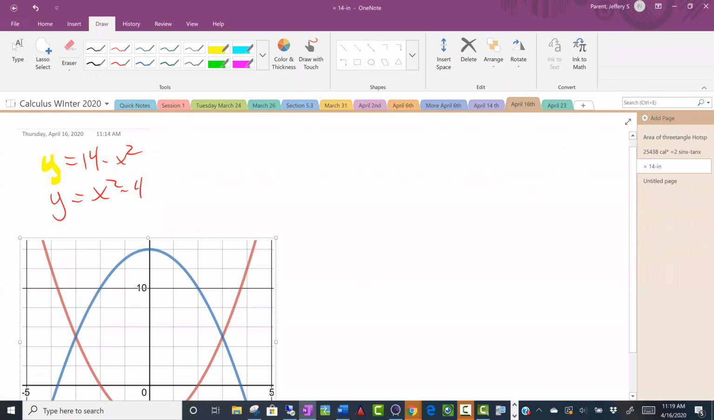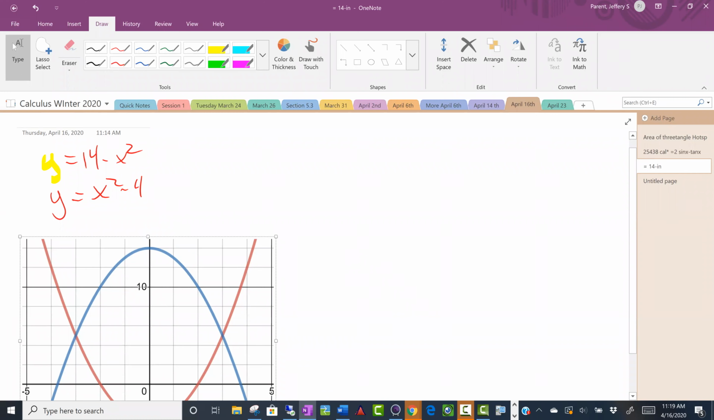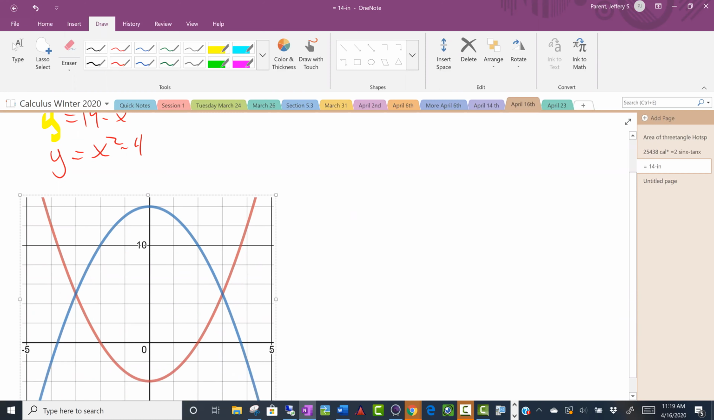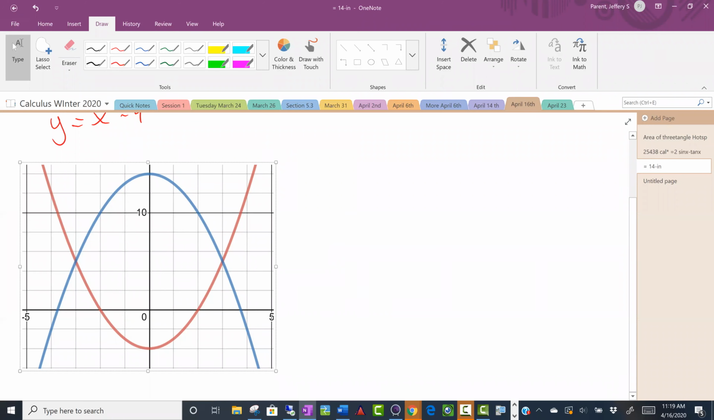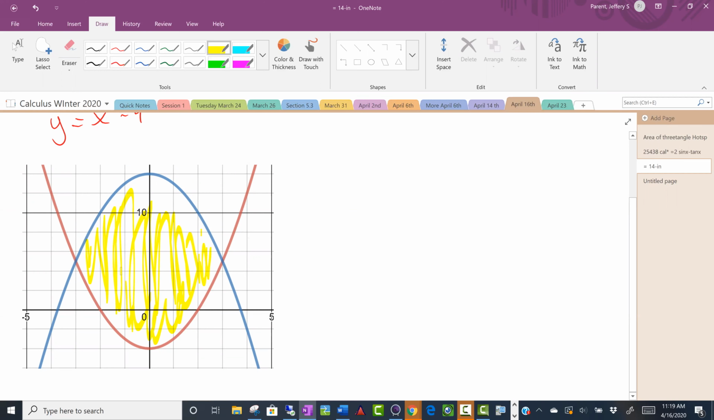So here are our two curves: 14 minus x squared, that's the parabola that faces down, and x squared minus 4, that's the parabola that faces up. We want to find the area between these two curves, so that's this area in here. We're going to do that by starting out with a little slice in this region. I want to find the volume of this one slice. Now I'm drawing a rectangle here, at least as best as I can.